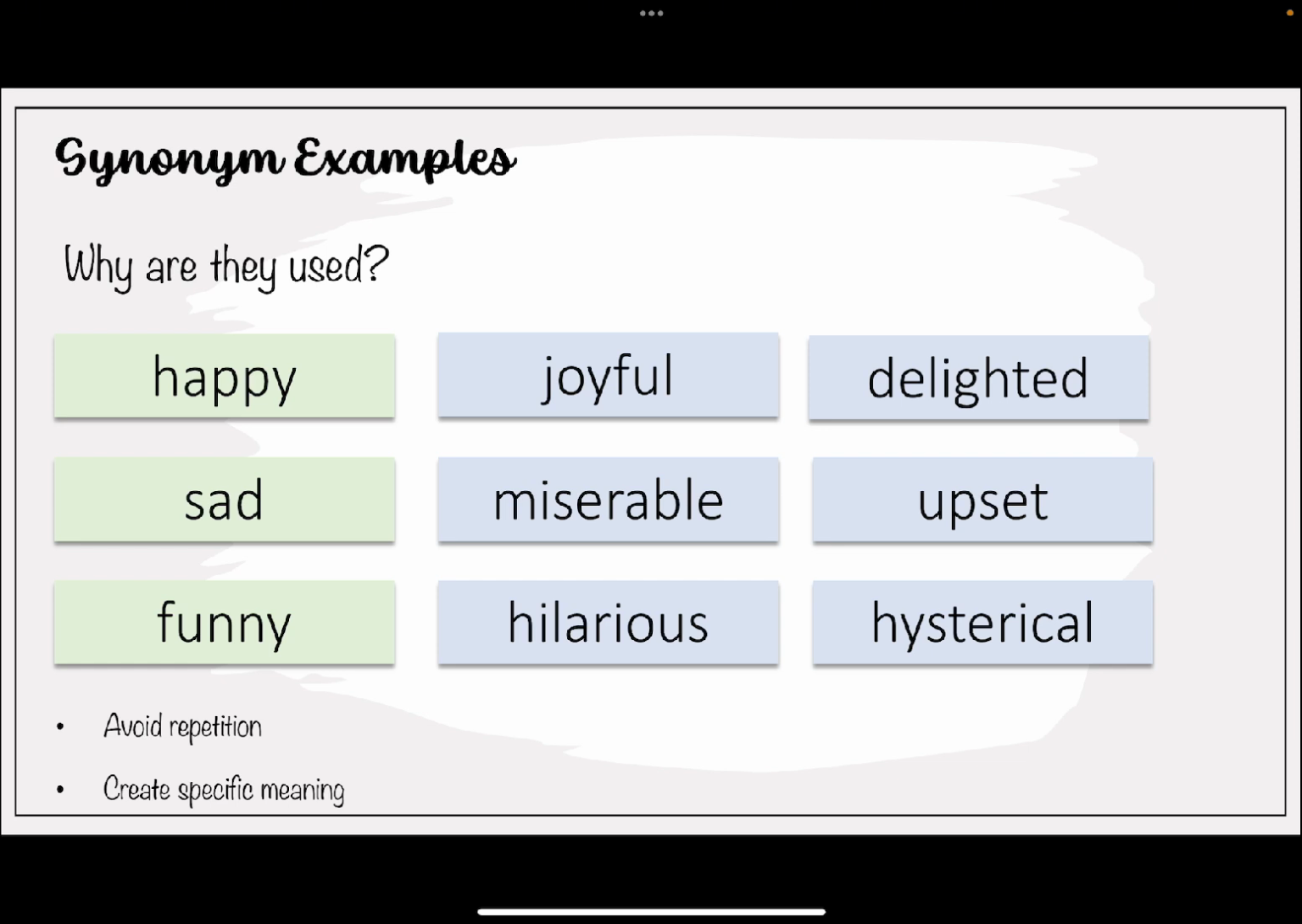So why are synonyms used? Why do we need to know them? Basically, synonyms are used to avoid repetition in the language that you're using, so you are not using the same words over and over again, or they can also be used to create a specific meaning.